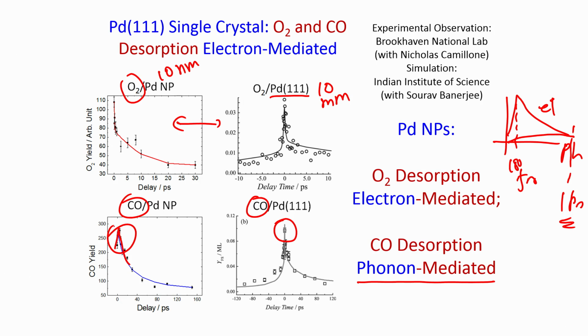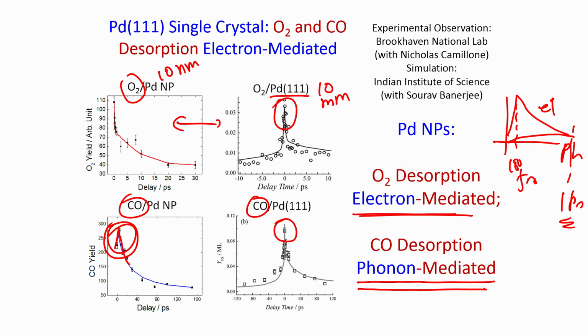Whenever we see a dip near the zero delay, in general it points to a phonon-mediated process. But if we do not see a dip and instead see a sub-picosecond decay, then it is an electron-mediated process. So, if we change the dimension from millimeter to nanometer, oxygen does not change its behavior. Oxygen remains electron-mediated desorption. But when you change the dimension from millimeter to nanometer, we see that carbon monoxide is changing its behavior.